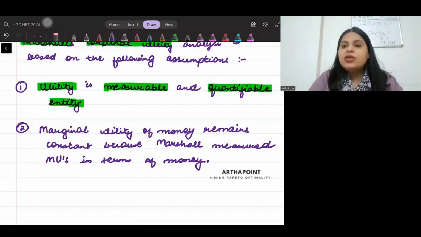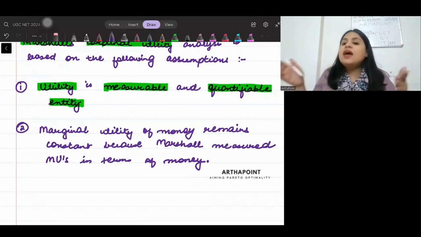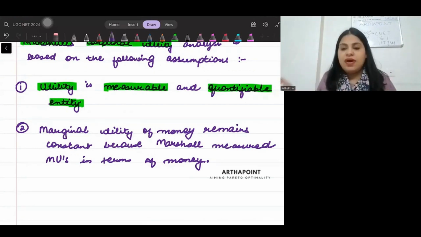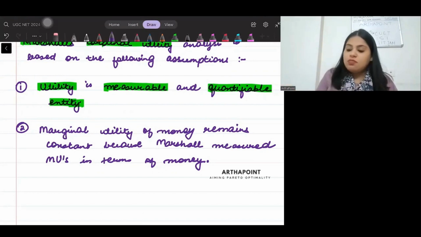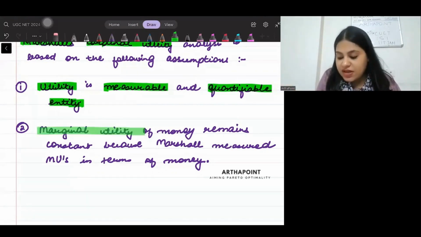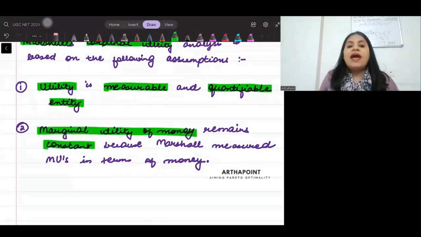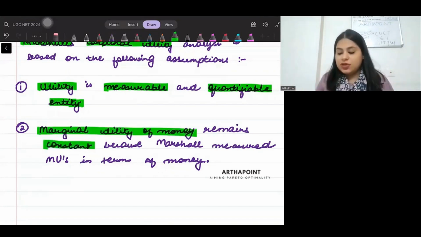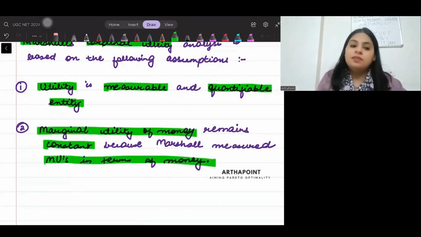If marginal utility is measured in terms of money, then marginal utility of money itself is constant. Money की अपने आप में fluctuate नहीं हो सकती है. Money itself, its marginal utility cannot fluctuate, right? So marginal utility of money is constant, and every marginal utility is in terms of money.